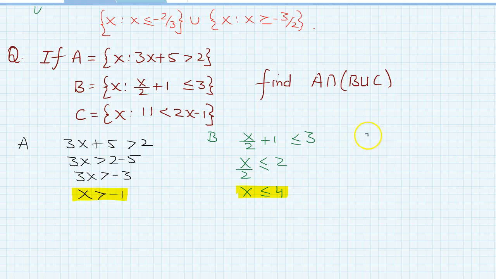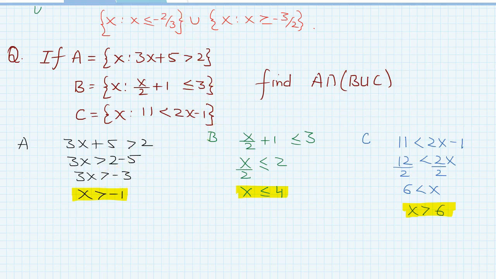Now C, that is 11 is less than 2x minus 1. This one comes this side. So 11 plus 1 is 12, which is less than 2x. I can divide both sides by 2. So 6 is less than x, or I can say x is greater than 6. This is the solution of the third inequality. So A, B and C. Now we have to find A intersection B union C.